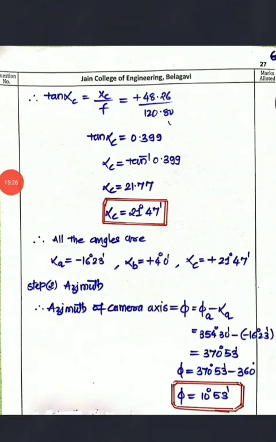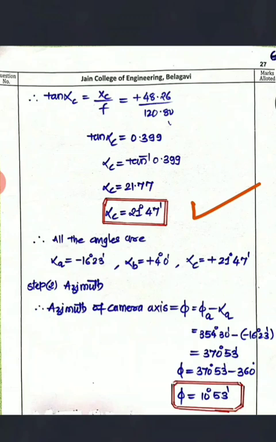Now tan alpha C, same way as alpha A and alpha B, is XC divided by f. We know that C lies in the first quadrant, so both are positive, so XC is also positive, that is plus 48.26 divided by 120.80. Tan alpha C is equal to 0.399 and alpha C is equal to tan inverse of 0.399. Alpha C will be 21.77, and if you press the degree minute second switch on the calculator, you will get alpha C is equal to 21 degree 47 minutes.